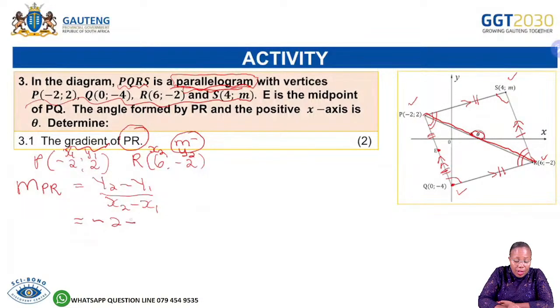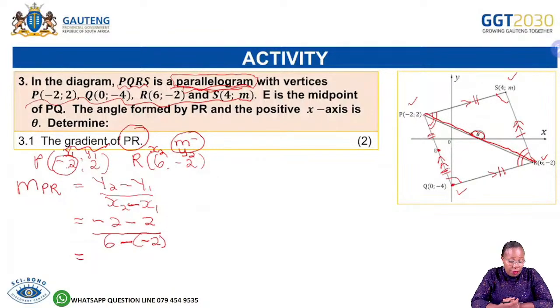Minus 2 minus y1, 2, and then over x2, which is 6 minus 2 from that one. It's a minus from the formula, and the negative 2 from the x1 there. Remember, do not confuse the two, Grade 12. There are two negatives: one for the minus of the formula and the negative 2 from the x1 value there. And then straight into your calculator to the answer, Grade 12.